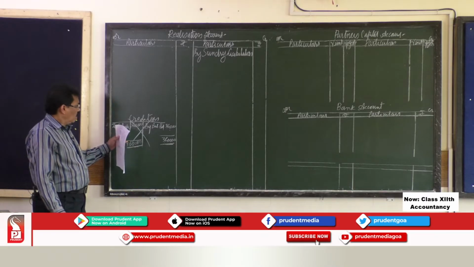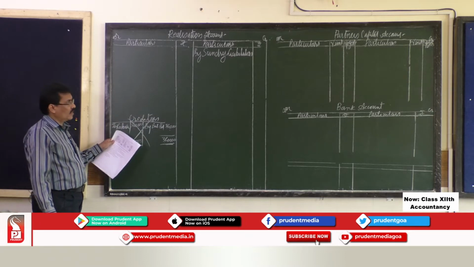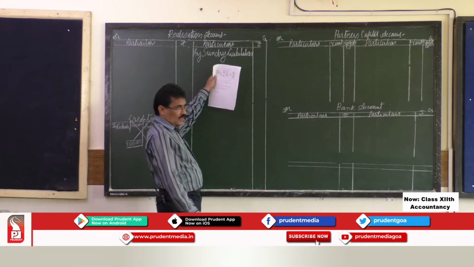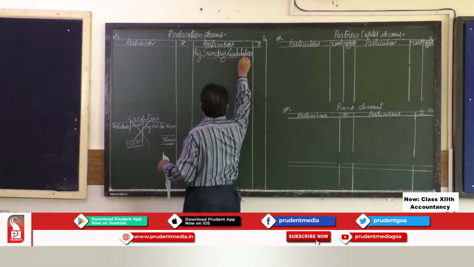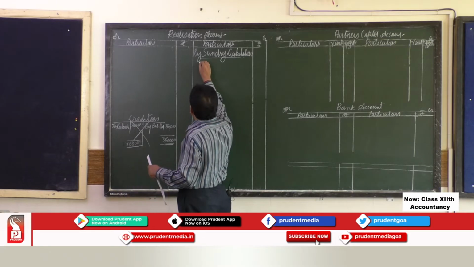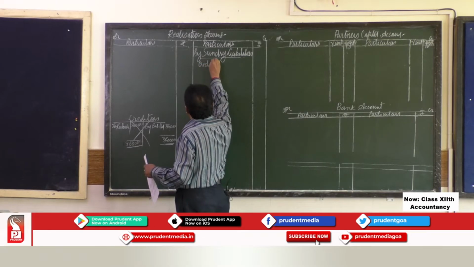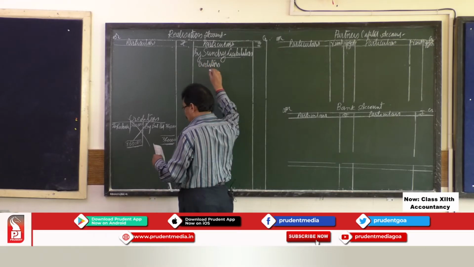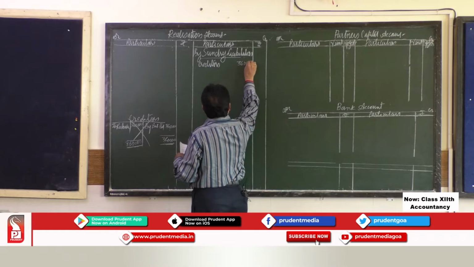So, how do you read this journal entry? Creditors account debit to realization account. When you transfer to your realization account, it comes on the credit side by sundry liabilities account, that is creditors, rupees 3,60,000.